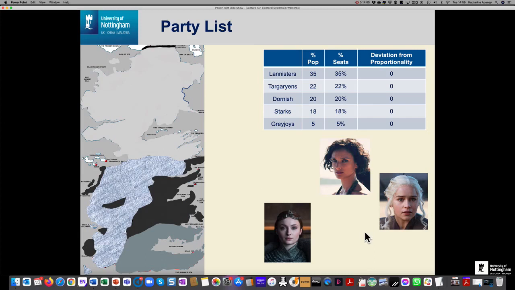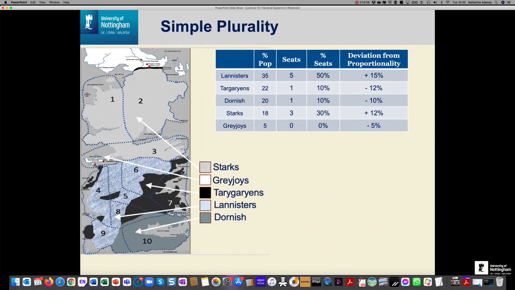Now, if we move on to look at the next slide, we'll look at simple plurality. This is a system that we have for elections at the national level in the United Kingdom. For the sake of simplicity, you can see that I've divided Westeros up into 10 different constituencies. Obviously, you would normally expect a parliament or a national assembly to have a lot more than 10 constituencies, but this makes it quite easy to calculate the numbers.